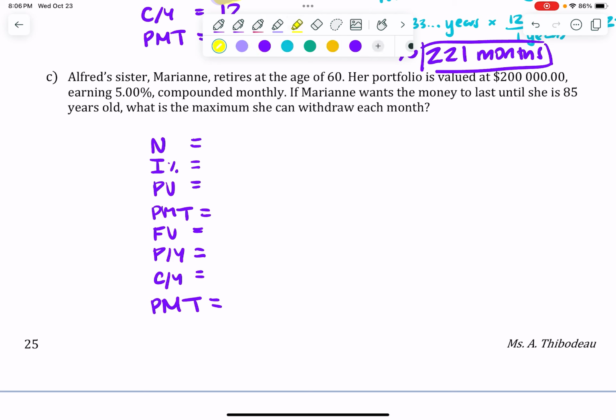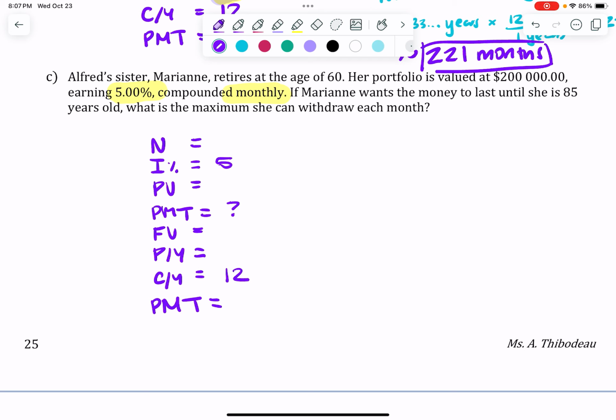When I take a look at this, my interest is 5%. It's compounded monthly. 5, 12. I am looking for the maximum she can withdraw. That is a repeated thing. I am looking for PMT. Now, I'm expecting my PMT to be positive because she's withdrawing it. If I plug this in and I get a PMT value spat out and it's a negative, I probably either messed up my sign somewhere or I've plugged something in incorrectly. So just something to be mindful of what to expect about that final answer based on what I know the situation to look like.